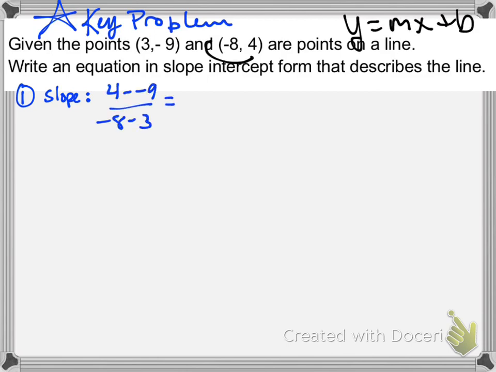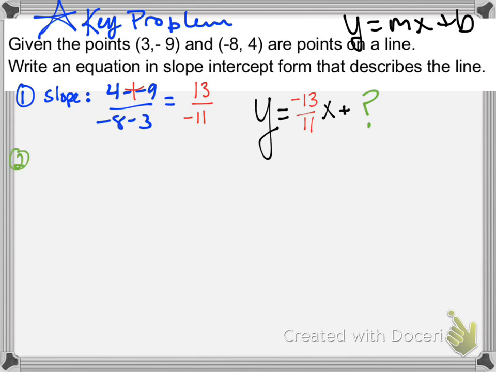So you do y2 minus y1 over x2 minus x1, giving us a slope of 13 over negative 11. That's gross. That's all right. We're big boys and girls. We can do fractions now. So I plug that in, and if I had the y-intercept, I'd be good to go, but I don't.